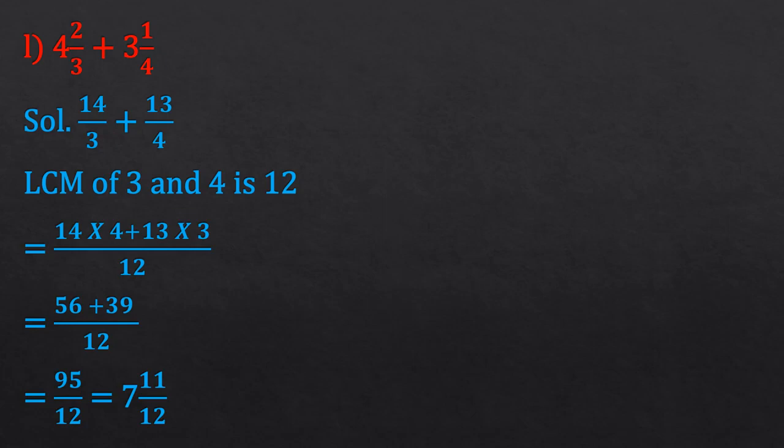This is an improper fraction. So convert it into a mixed fraction by dividing it. Yes, 7 11 upon 12. Clear? I have done a few parts of the homework sums for you because the rest of the parts are the same. Okay? Thank you.